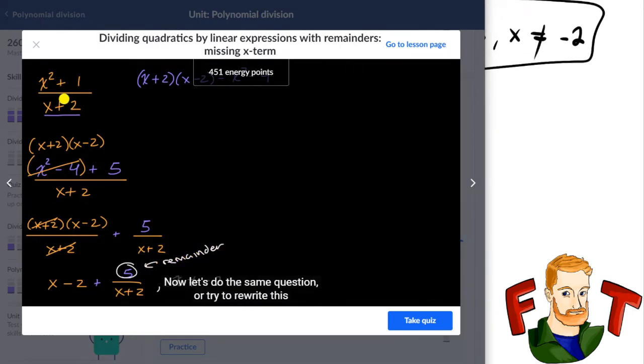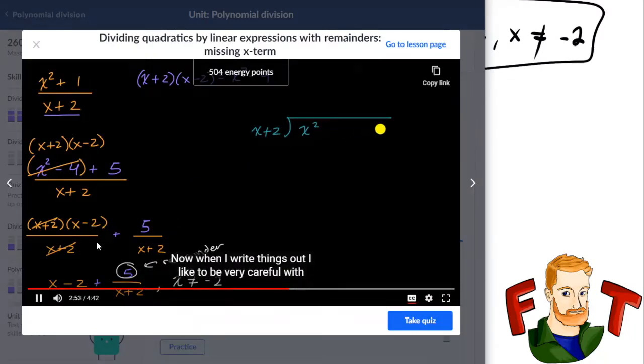Now let's do the same question, or try to rewrite this using algebraic long division. We'll see that this is actually a little bit more straightforward. So we are going to divide x plus 2 into x squared plus 1. Now when I write things out, I like to be very careful with my different places for the different degrees.